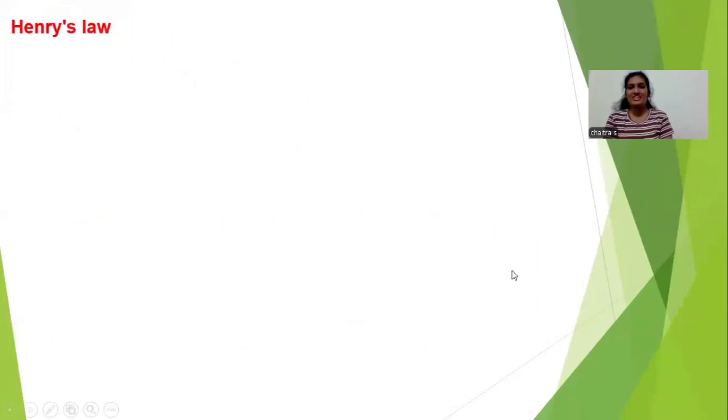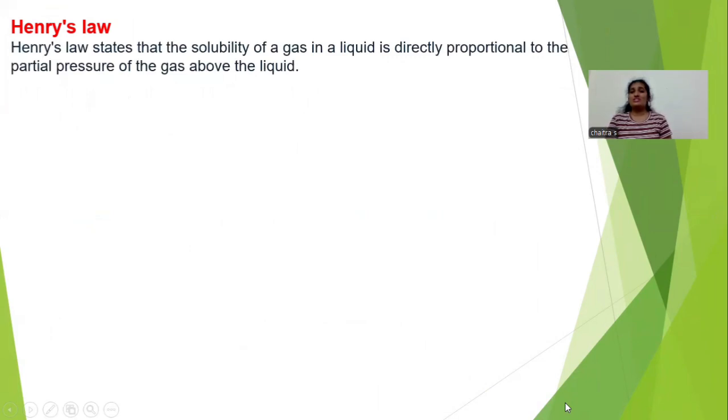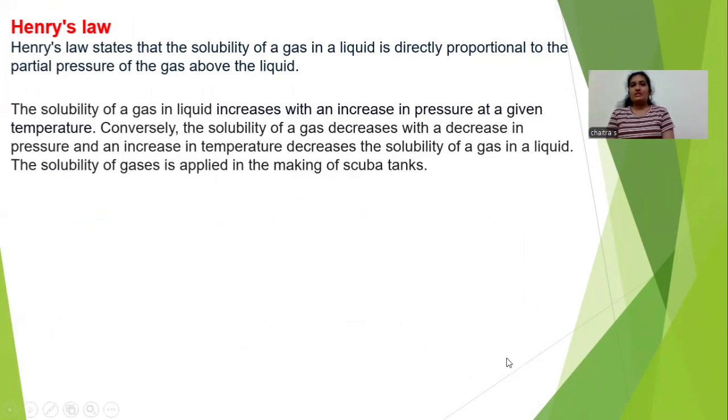Next one is Henry's law. Henry's law states that the solubility of a gas in a liquid is directly proportional to the partial pressure of the gas above the liquid. The solubility of the gas in a liquid increases with an increase in pressure at a given temperature. Conversely, the solubility of a gas decreases with decreasing pressure. An increase in temperature decreases the solubility of a gas in a liquid. This is applied in the making of scuba tanks.